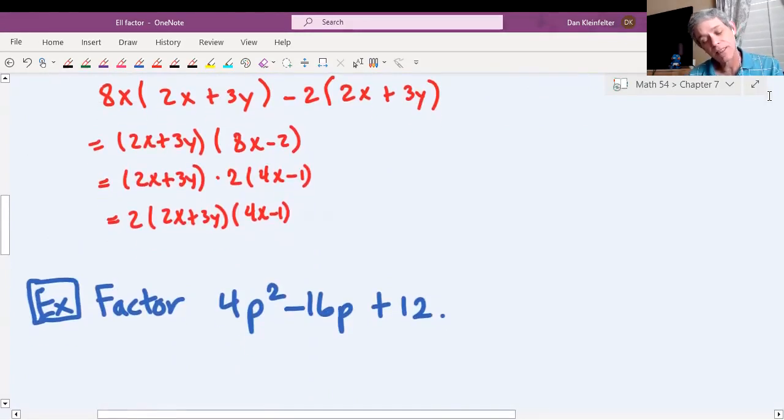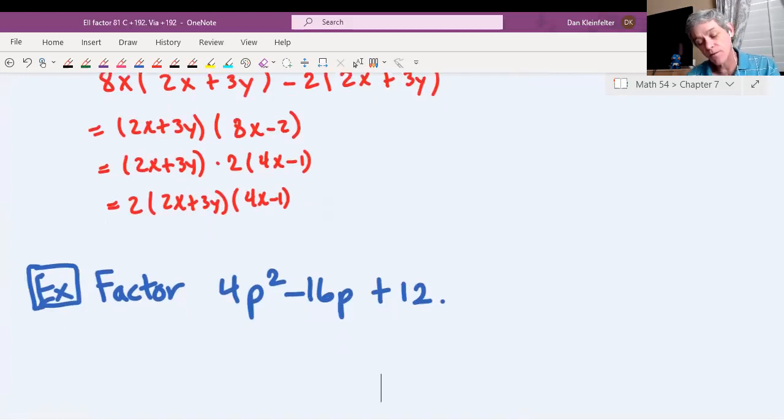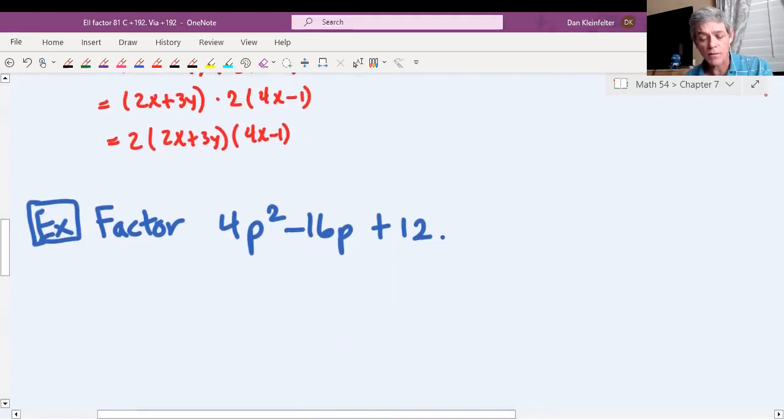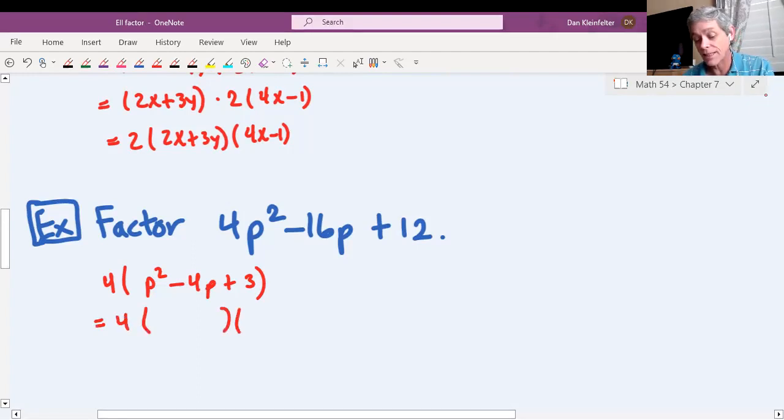Okay, next up, and this is our last one, we've got 4p squared minus 16p plus 12. So we're going to get that common factor of 4 out first. That will leave us with p squared minus 4p plus 3. Getting the common factor out of the way makes it easier to see what it is that we're dealing with. This one is just a little trinomial with a leading coefficient of 1. That makes life a little easier.